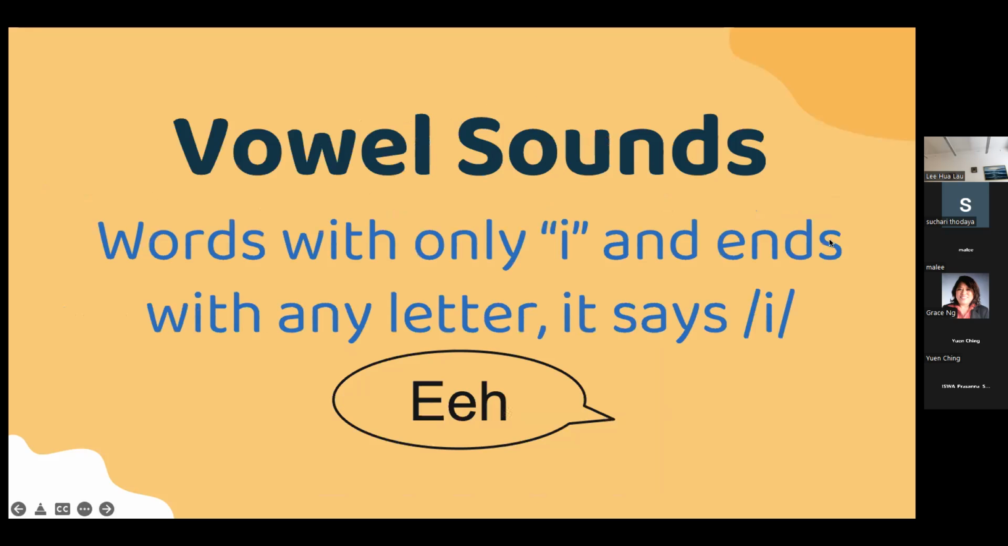So now we go into vowel sounds. There are many vowel sounds. Today we are going to talk about words with only I and ends with any letter. For this rule, it says "if". So this is "if". It's a very short sound. It's a short I sound.